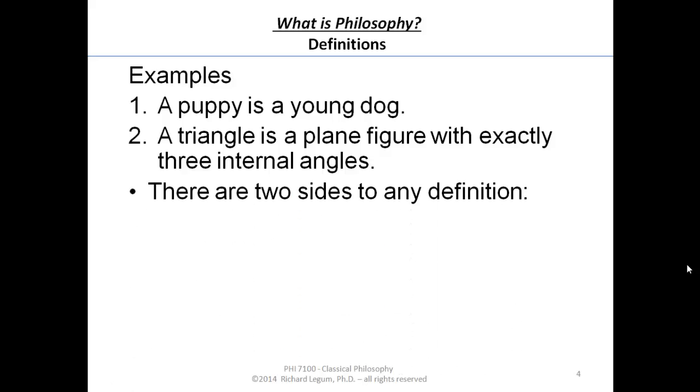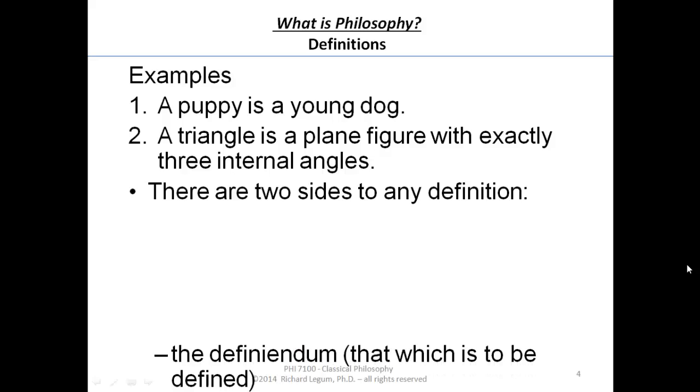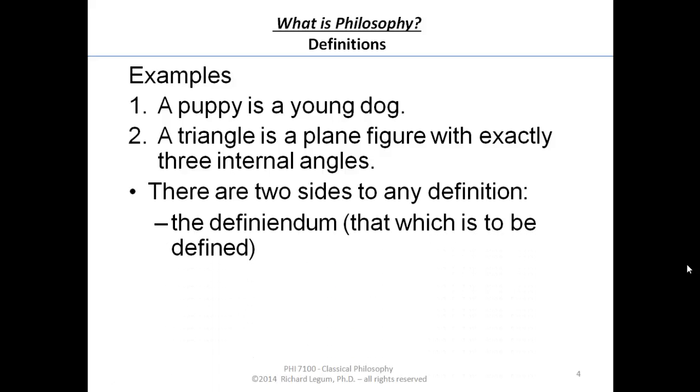Now notice on these definitions, there are always two sides to the definition. There's the thing which is to be defined, the term that's to be defined, which they have a fancy word coming from Greek for, the definiendum. Easy enough for me, the definiendum is the thing to be defined. So in the case of the first one, the definiendum is the puppy. In the case of the second one, the definiendum is a triangle. Okay, so every definition has to have a definiendum, right? Because that's what a definition is. It defines a certain thing, a certain term.